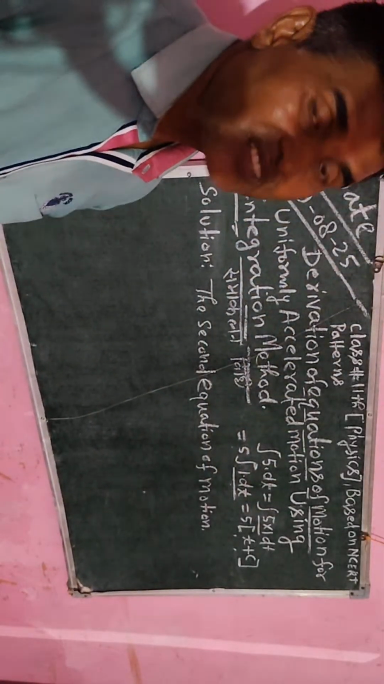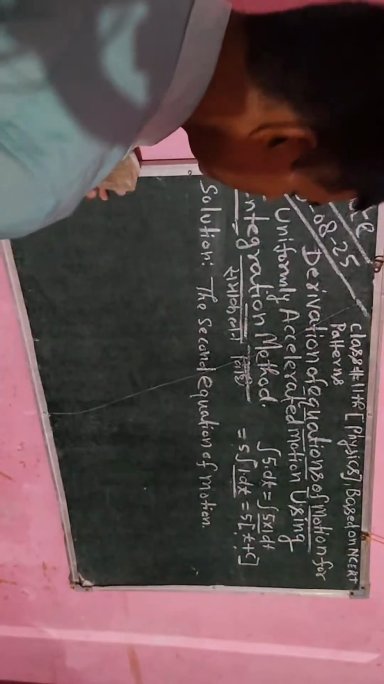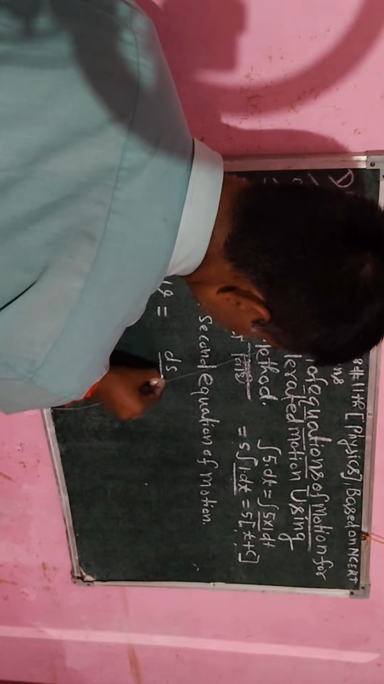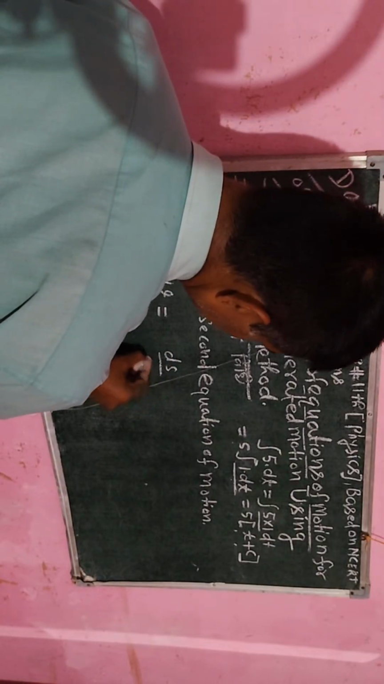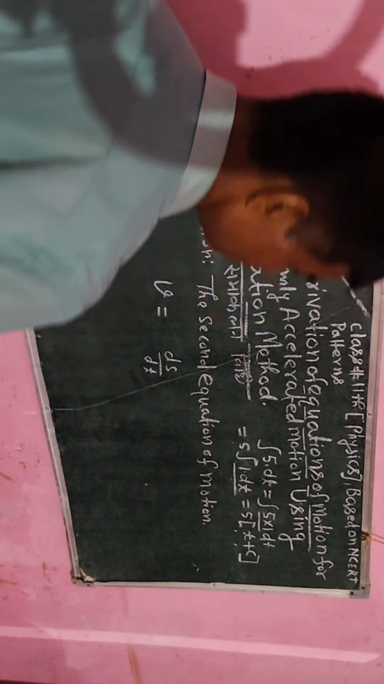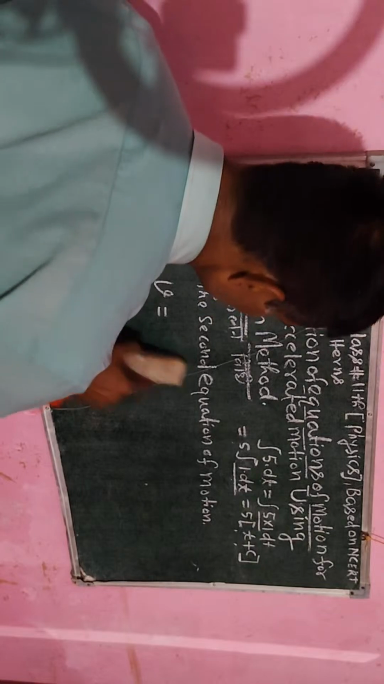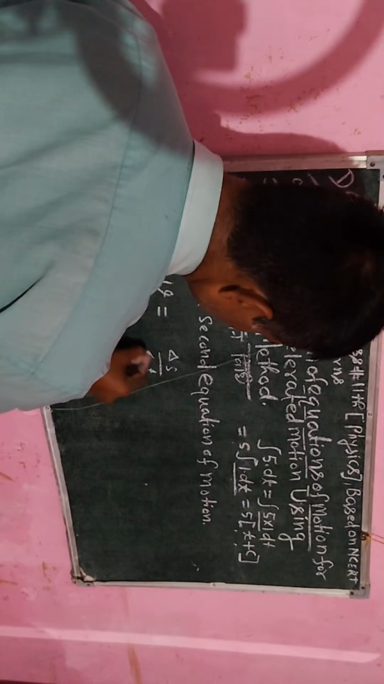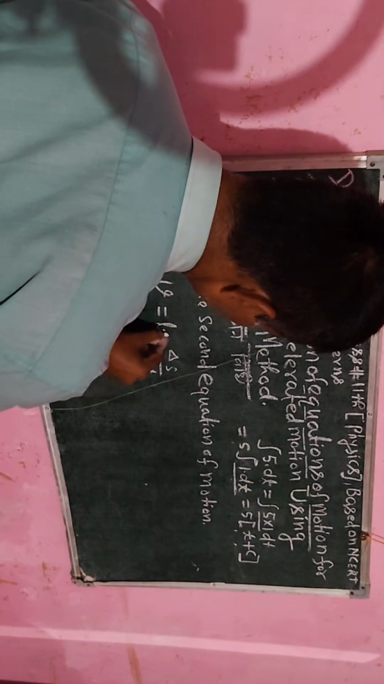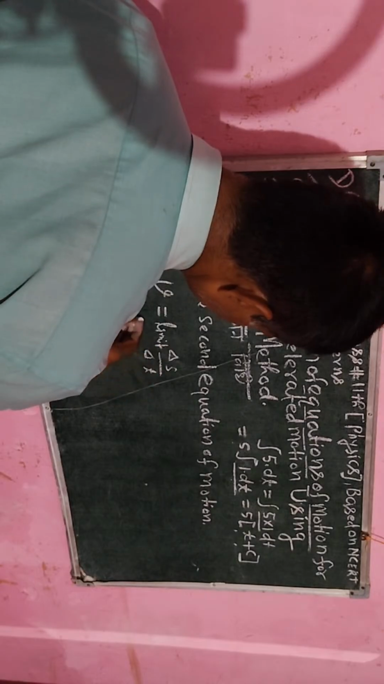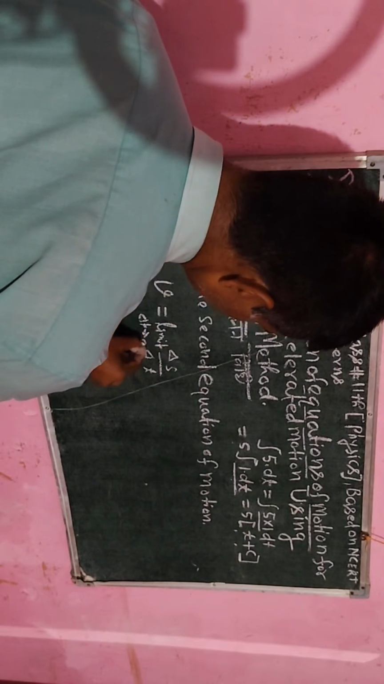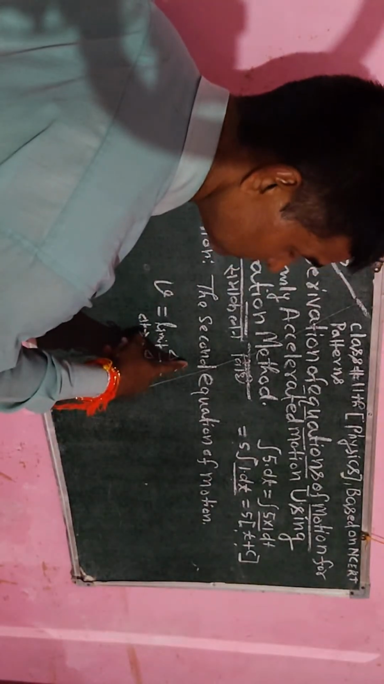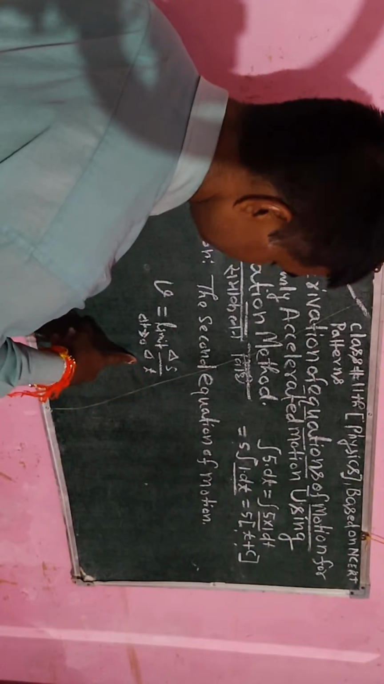Every student knows that velocity is equal to displacement divided by time, that is, change in displacement divided by change in time. I will take its limit value, delta t tending to 0. Velocity is equal to change in displacement divided by change in time.